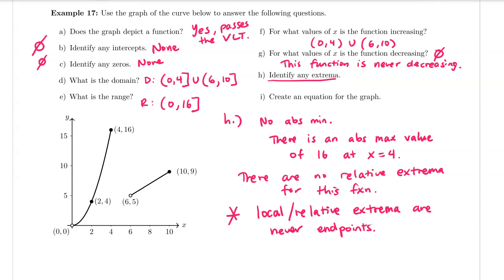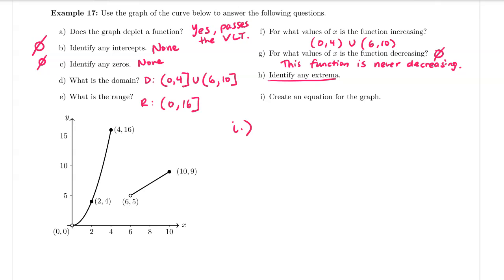Let's move on to part I, which says create an equation for the graph. Now, it doesn't tell us what to call this function, so I'm going to go ahead and just call it f of x is equal to, and there's two portions to our graph, and so I'm going to have one part that takes on this subfunction if x is greater than 0 and less than or equal to 4, and then the other part is going to be if x is greater than 6 and less than or equal to 10.